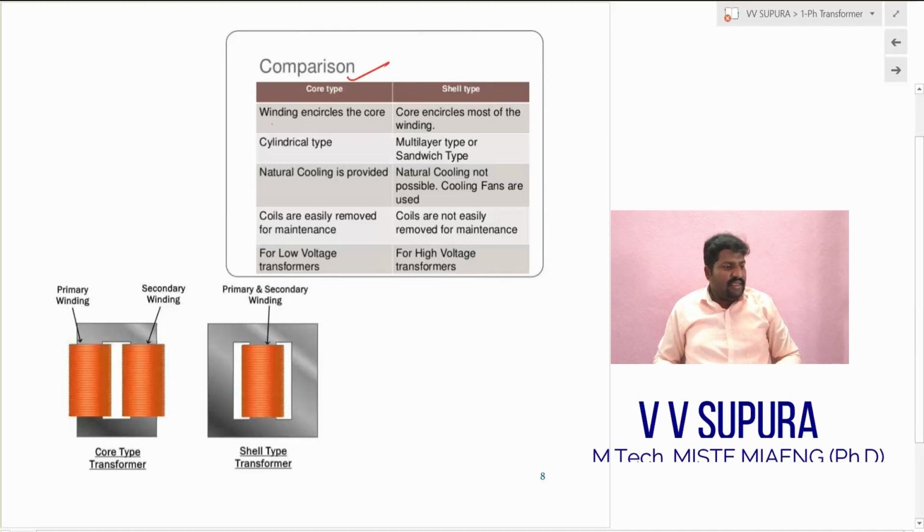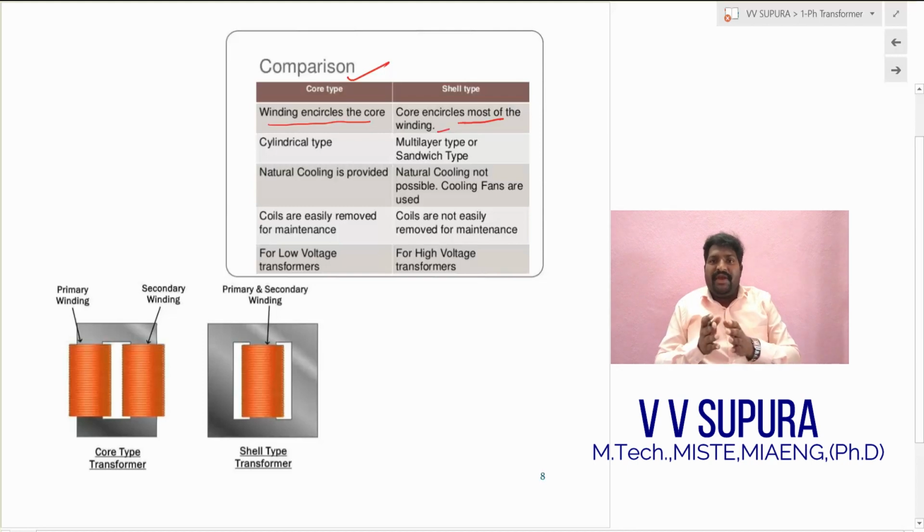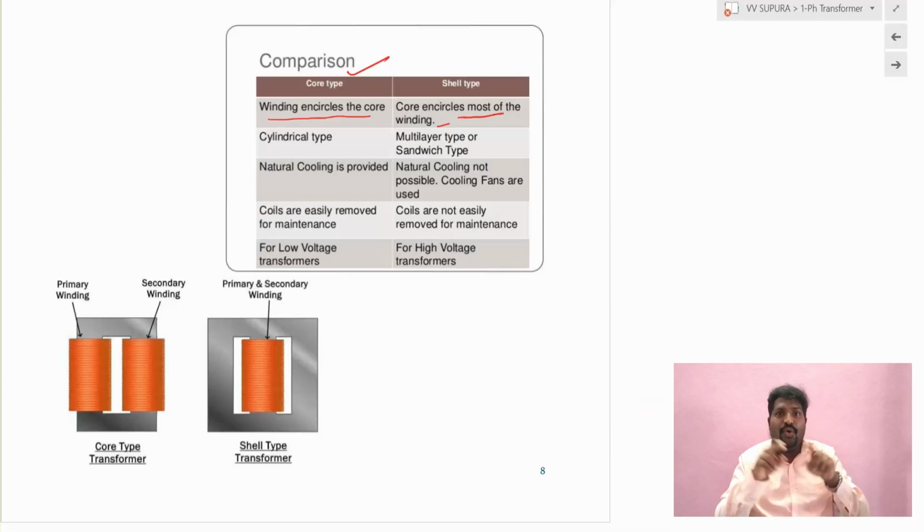The winding encircles the core. In the core type, the windings encircle the core. In the shell type, the core encircles most of the windings. The windings will be in the middle limb and outside there are two limbs, so the magnetic core will encircle the windings. Here in the core type transformer, the core is encircled by the windings. Right. So it is cylindrical type, and multi-layer or sandwich type winding.